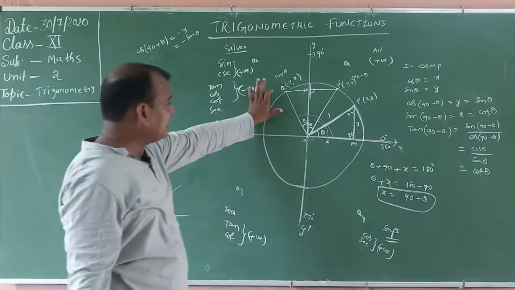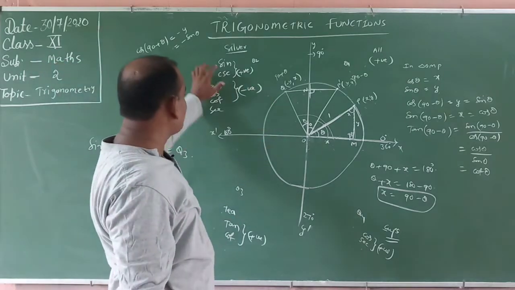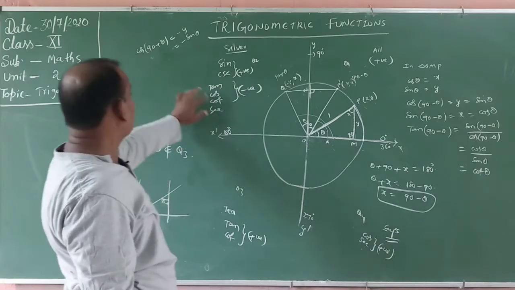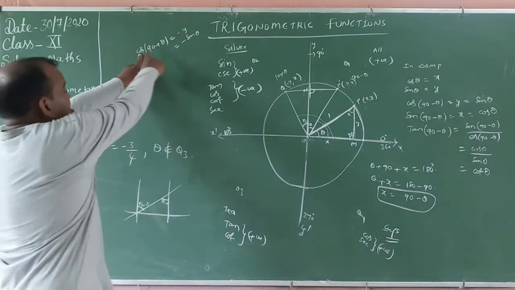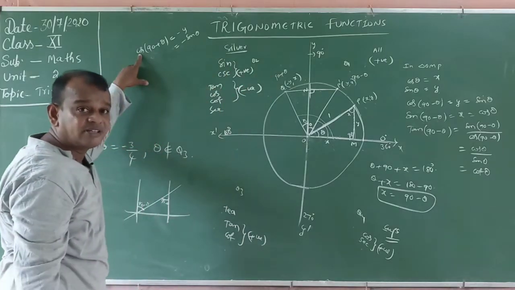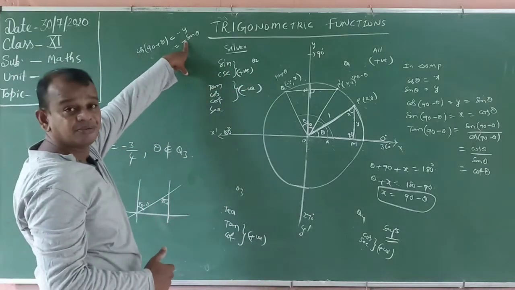Observe that this is the second coordinate. In the second coordinate, what are the positive? Sine and cosecant are the positive. The remaining ratios should be negative or not? But cos of 90 plus theta, which coordinate? 90 plus theta lies in the second coordinate. In the second coordinate, cos should be negative.